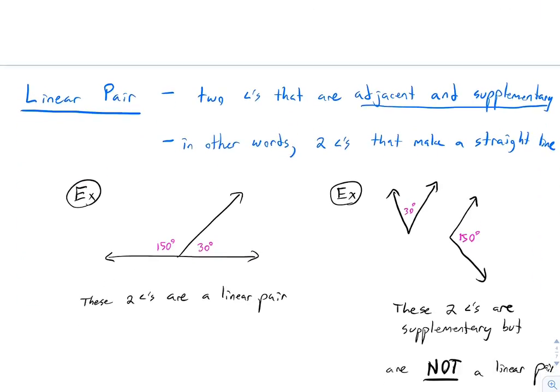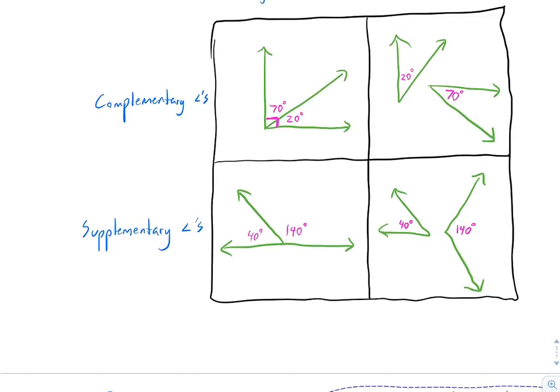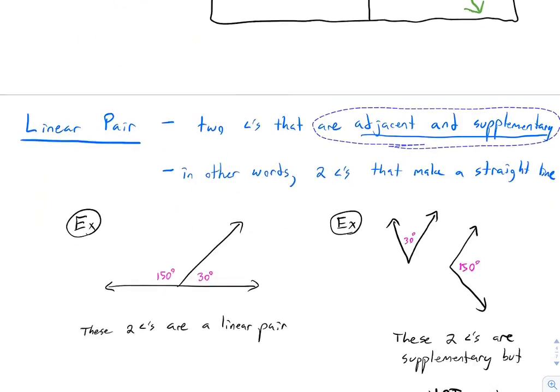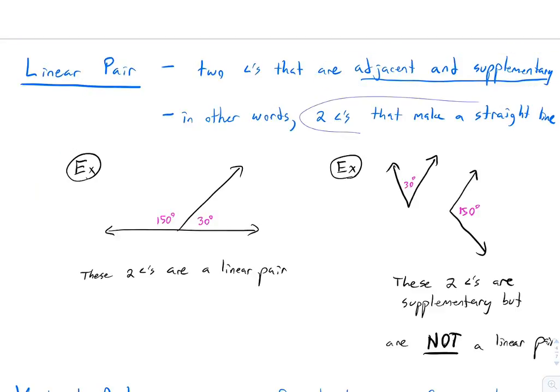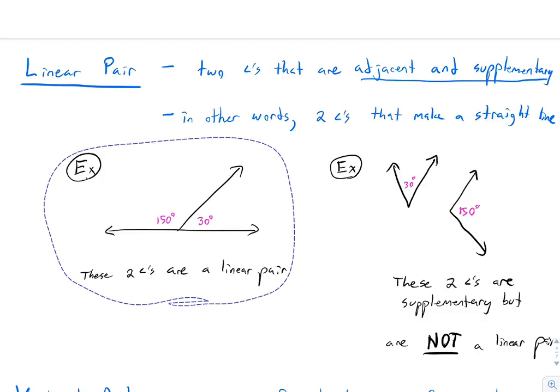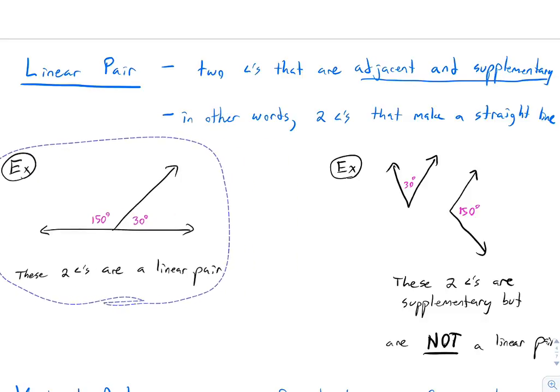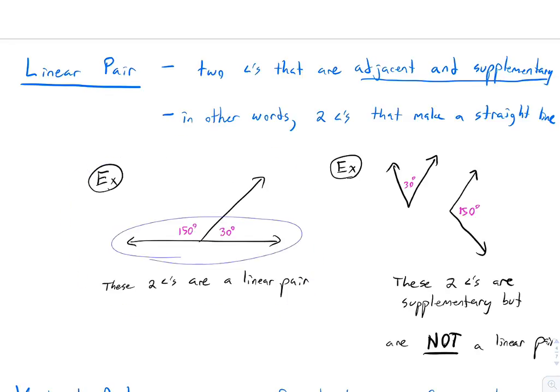A linear pair is two angles that are both adjacent and supplementary, just like up here. They're next to each other and they add up to 180. Or in other words, you could just say two angles that make a straight line. That's not a geometric definition, that's just a good way to remember it. Here's a linear pair: 30 plus 150 adds up to 180 and they're adjacent, so we do get a straight line here. These other ones over here are supplementary, but since they're not adjacent, we don't get a straight line anywhere, so these are not a linear pair.